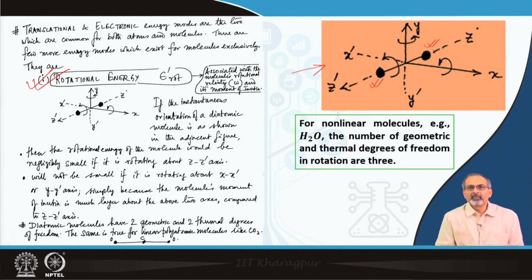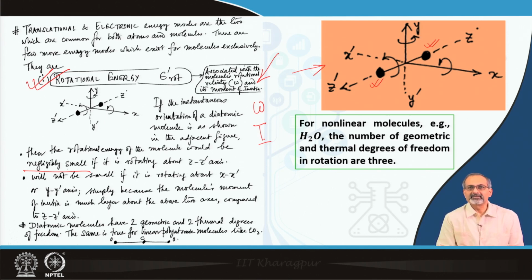And if you imagine that they can be rotating about some axis, then if they are rotating about the ZZ dash axis, that is where the rotational energy will be negligibly small, because the rotational energy basically depends on 2 factors which are mentioned over here. One is the rotational velocity, you can say omega, the other is the moment of inertia, let us say I. And if there is a non-zero omega, there is a non-zero I or a reasonably large I, then we are talking about a reasonably large rotational energy.